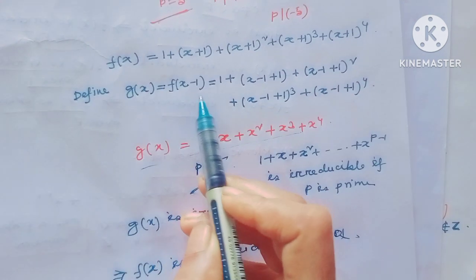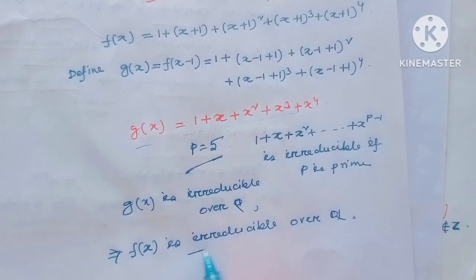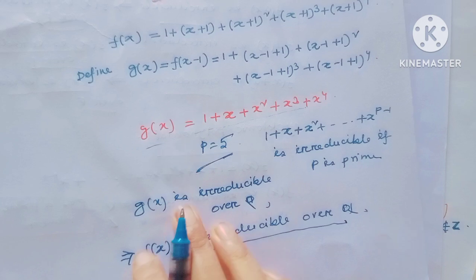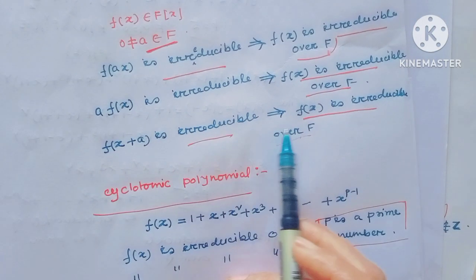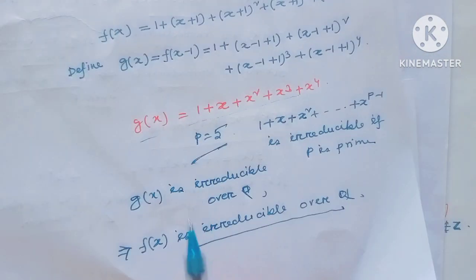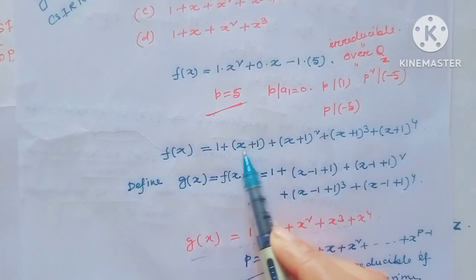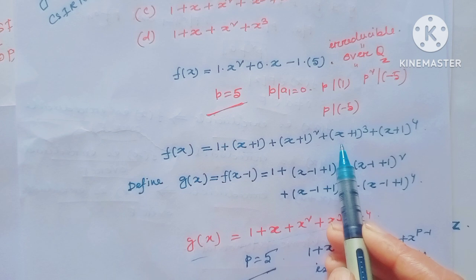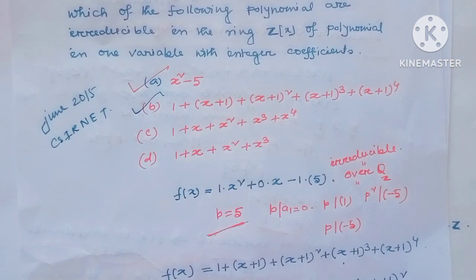Since g(x) equals f(x) minus 1, f(x) is also irreducible over Q by this property. If f(x + a) is irreducible, then we can tell f(x) is irreducible over F. So here f(x) is irreducible over Q, and since this polynomial is a cyclotomic polynomial, this is also irreducible over Z. So option B is also a right option.